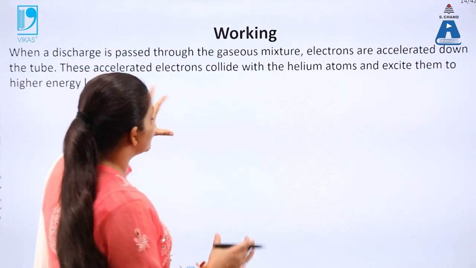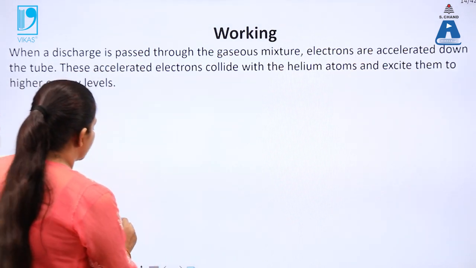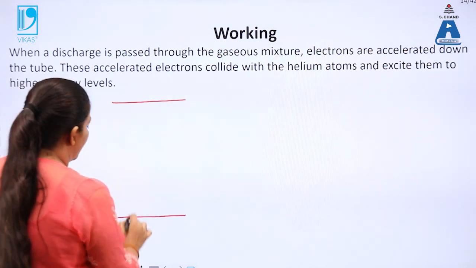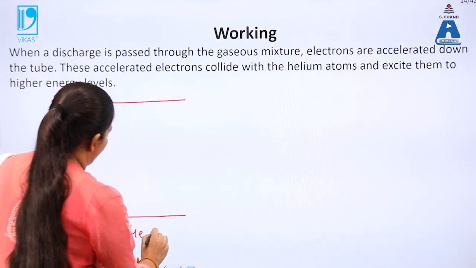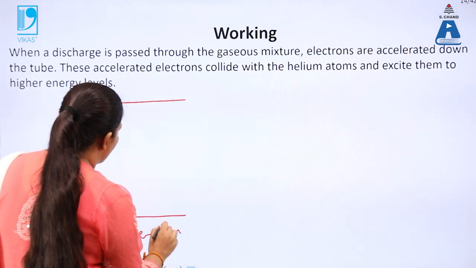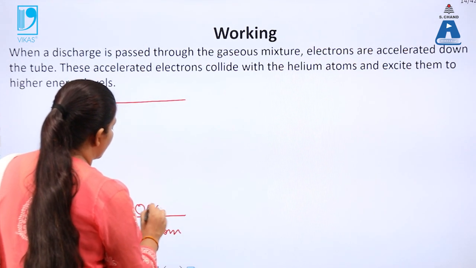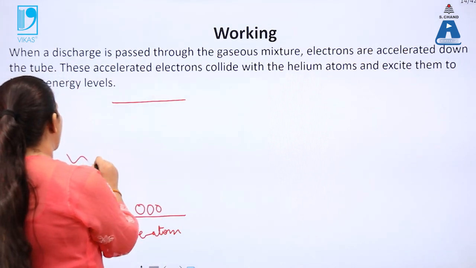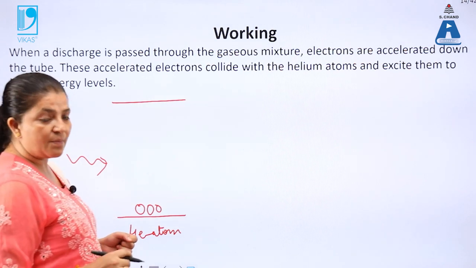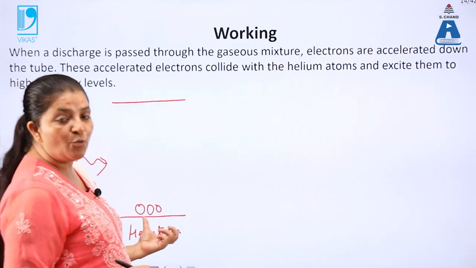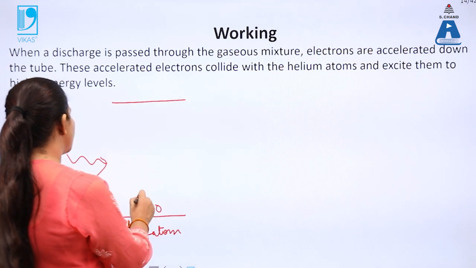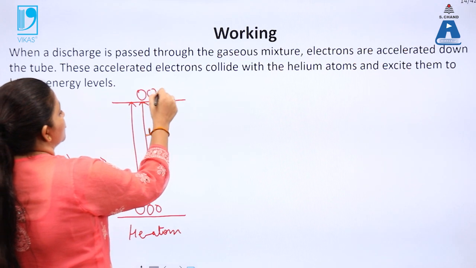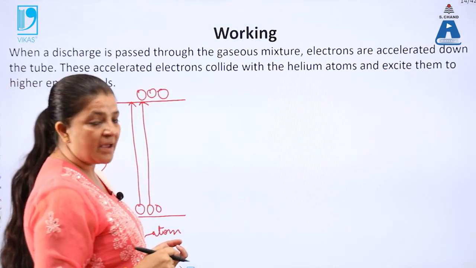Firstly, there occurs a 4 level system. This is for the helium atoms. The helium atoms are present in the ground state. When the light radiations fall on these atoms, the process of stimulated absorption occurs. So the atoms will jump from this ground state to the excited state, so the atoms are present over here in the excited state.